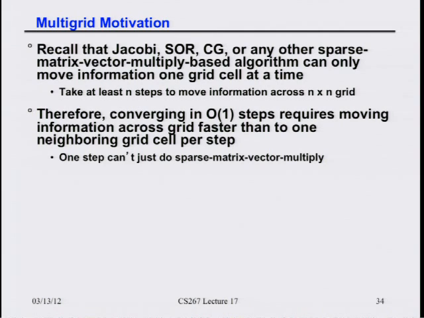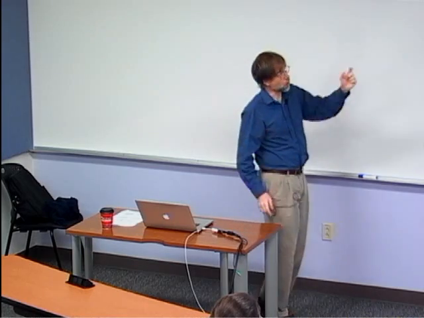It takes order n steps. And since that gives us a lower bound, we're going to have to take at least order n steps in order to converge. SOR actually works that way. It will get you to hit that lower bound. But we want to do better. We want to converge in this iterative scheme in order 1 step, a constant number of steps.